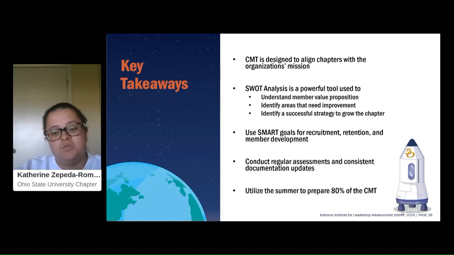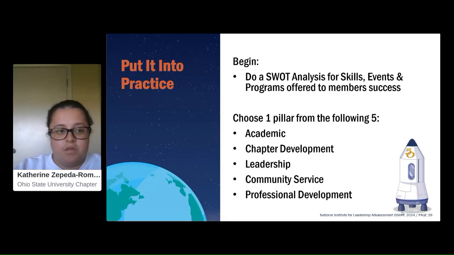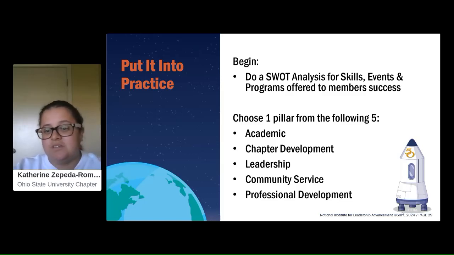And as I've mentioned, utilize the summer to prepare at most 80% of the CMT. So getting those executive information, SWOT analysis, and even some ideas for your chapter schedule prepared before the academic year starts. So just to put it into practice, begin by doing a SWOT analysis for skills, events, and programs offered to member success within your organization. And choose one pillar from the following 5. So it could either be academic, chapter development, leadership, community service, and professional development.